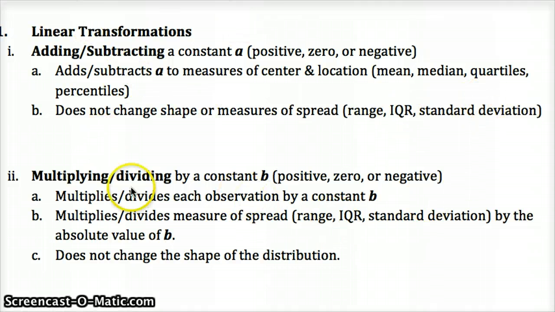Multiplying and dividing multiplies or divides each observation by a constant b. It multiplies or divides measures of spread, range, IQR, and standard deviation by the absolute value of b, but won't change the shape. You can think about it: multiplying by a number bigger than 1 would stretch out the distribution. Multiplying by a number smaller than 1, which would be the same as dividing by a number bigger than 1, would shrink and bring in the sides, would shrink the spread.